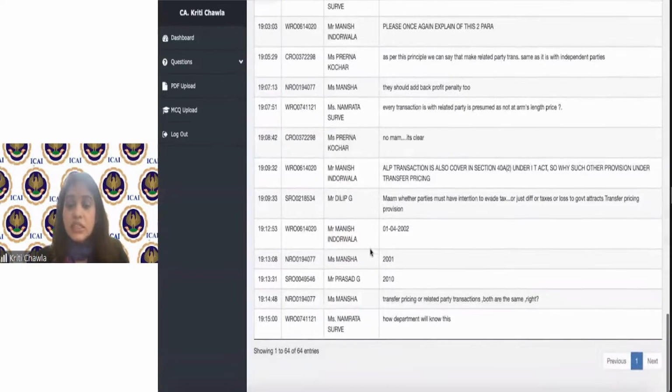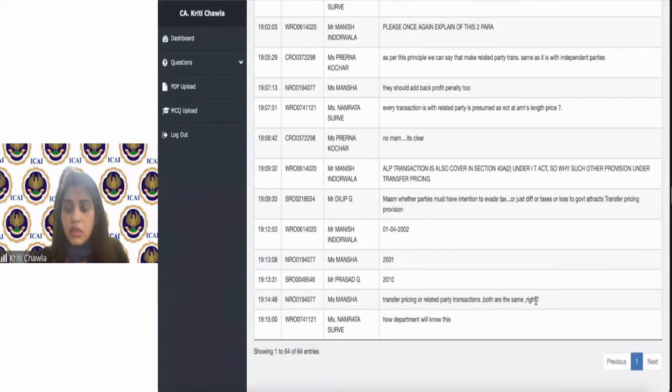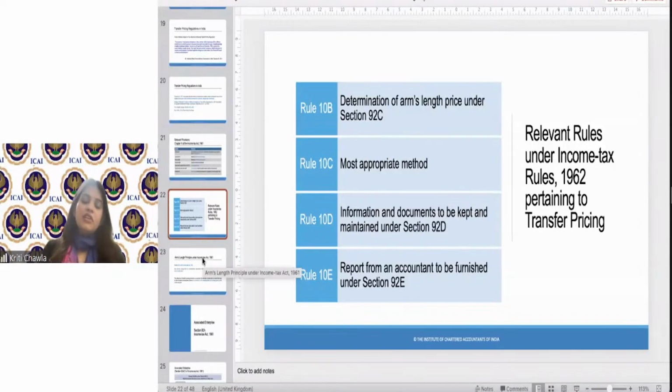But what we'll do is, the related party transactions are transactions between related parties, obviously, and transfer pricing is not the same as related party transaction. Transfer pricing is the entire concept in whole, and transfer pricing is applicable on related party transactions. So they're not the same. Transfer pricing is more like a general term, more like the entire concept, and within transfer pricing, it is applicable on related party transactions. How will the department know this? I'm going to talk about this in dispute resolution in the third lecture.